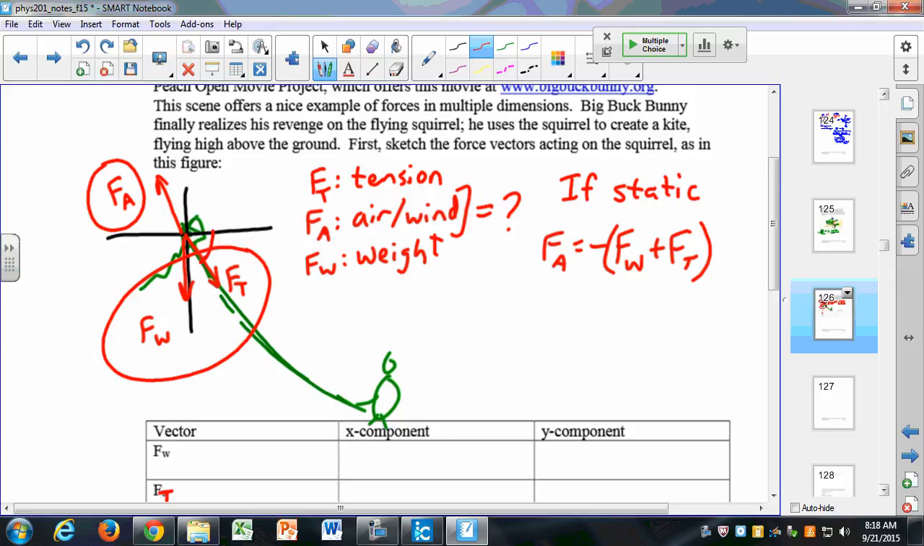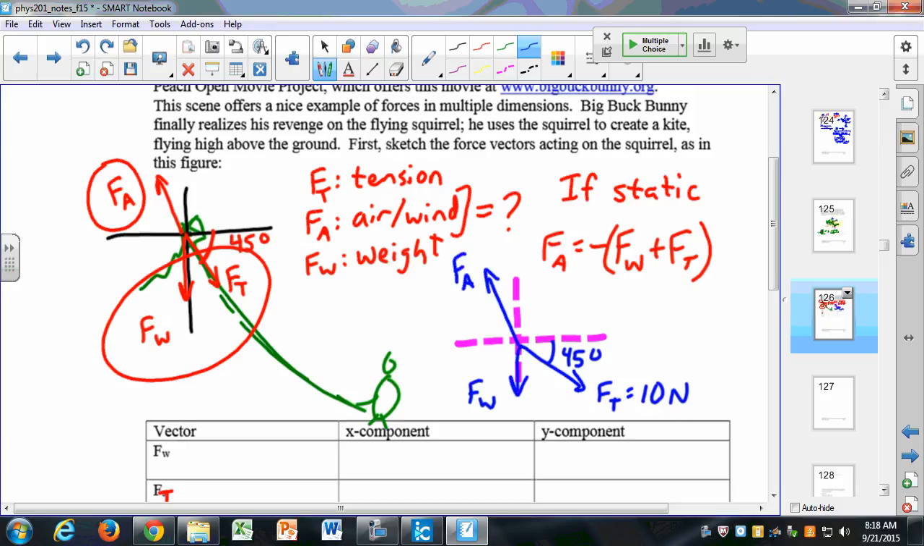I'm going to say that this angle is 45 degrees. I'll redraw this over here. So I have the weight, I have the tension in the string Ft. I'll say that this is 45 degrees. And you know, the tension on a kite is maybe about 10 newtons, a few pounds. So I'll say that Ft is about 10 newtons. And then I want to find out what is the Fa. I want to know both the angle and the magnitude of the force due to the wind acting on this guy. Let's say that this is a squirrel.